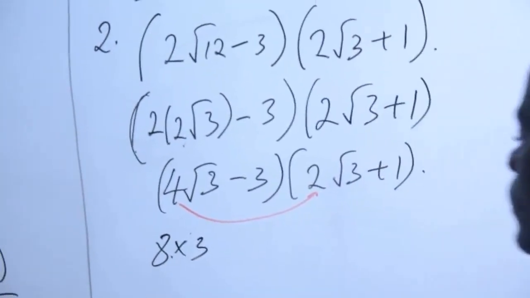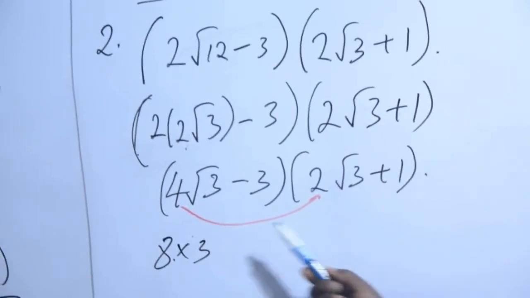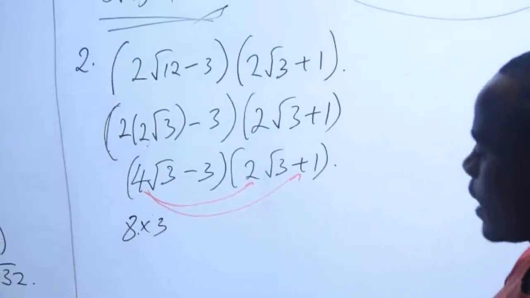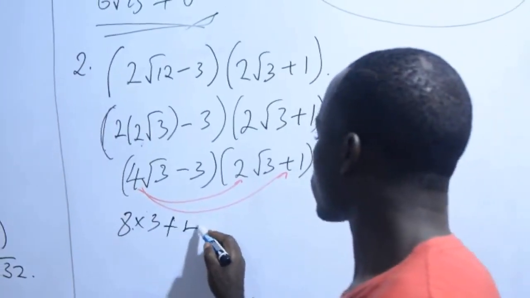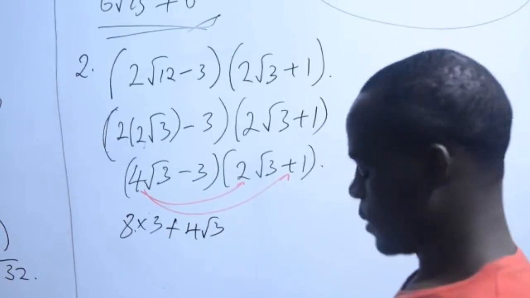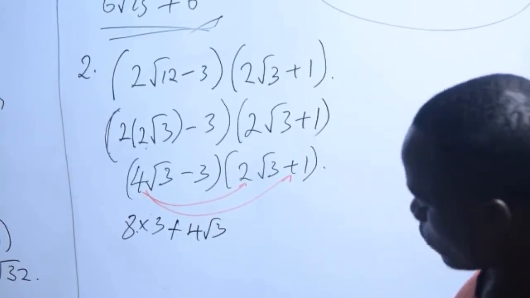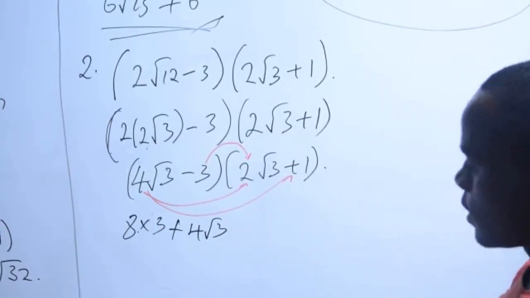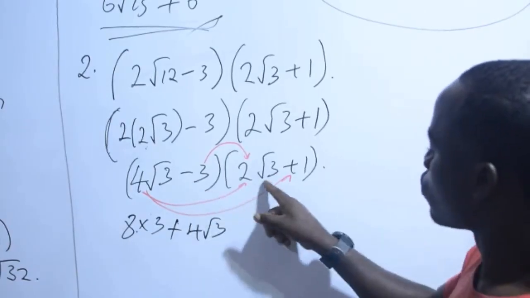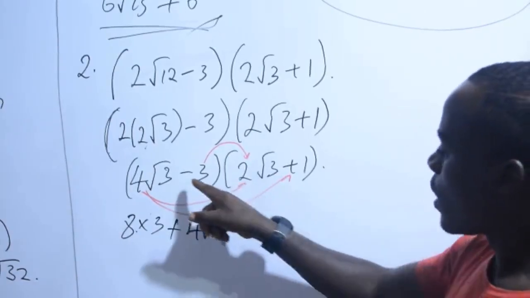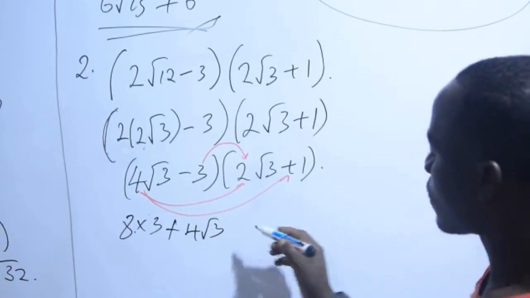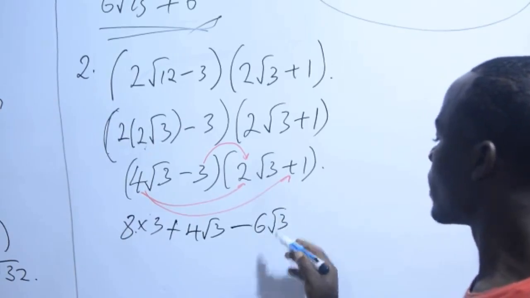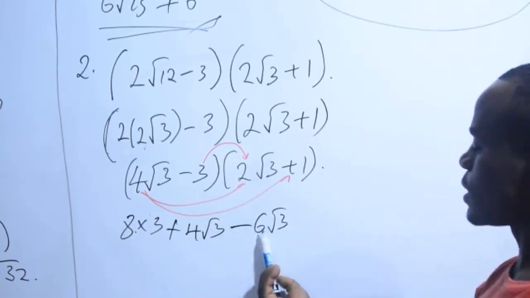8 times 3. So you now have 4 root 3 times the same 4 root 3 now multiply this 1. And that will give us plus 4 root 3. Then we have minus 3 times 2 root 3. I know that this 2 root 3 is positive, so minus times plus is minus. That's our sign rule, and that will give us minus 6 root 3. That's 3 times 2, 6, isn't it?